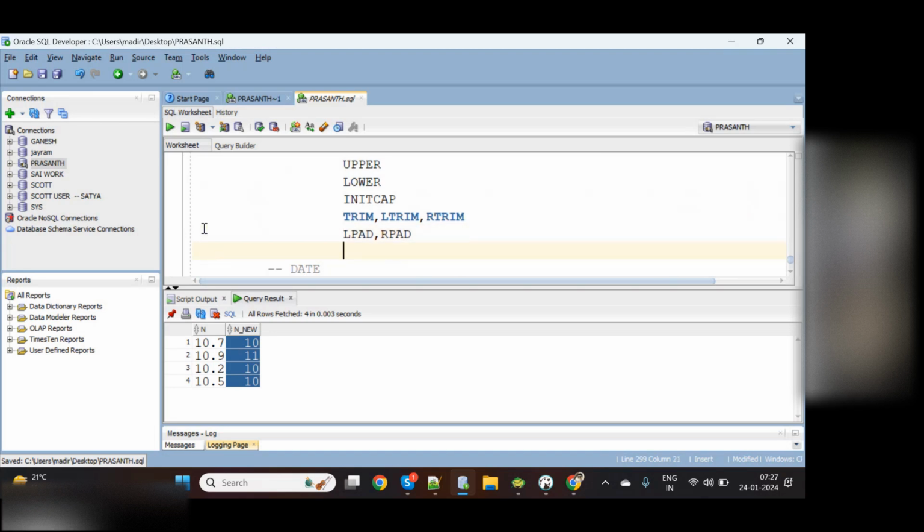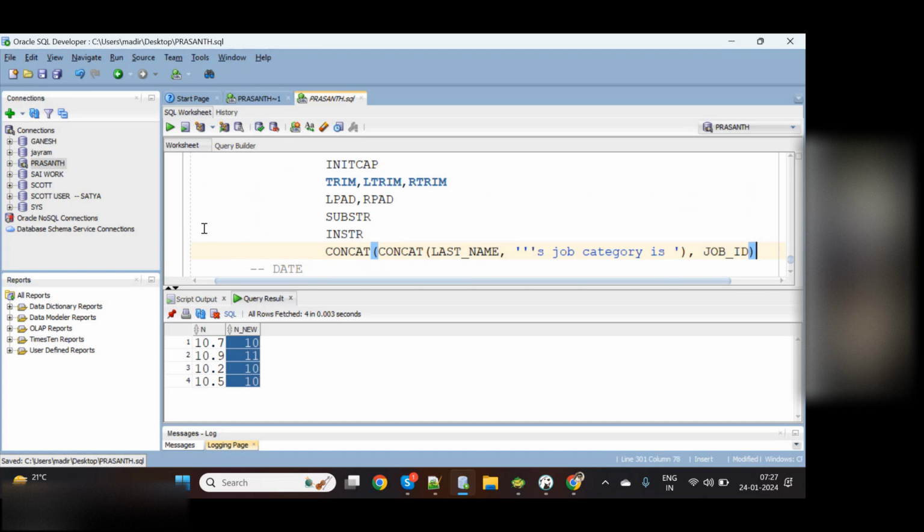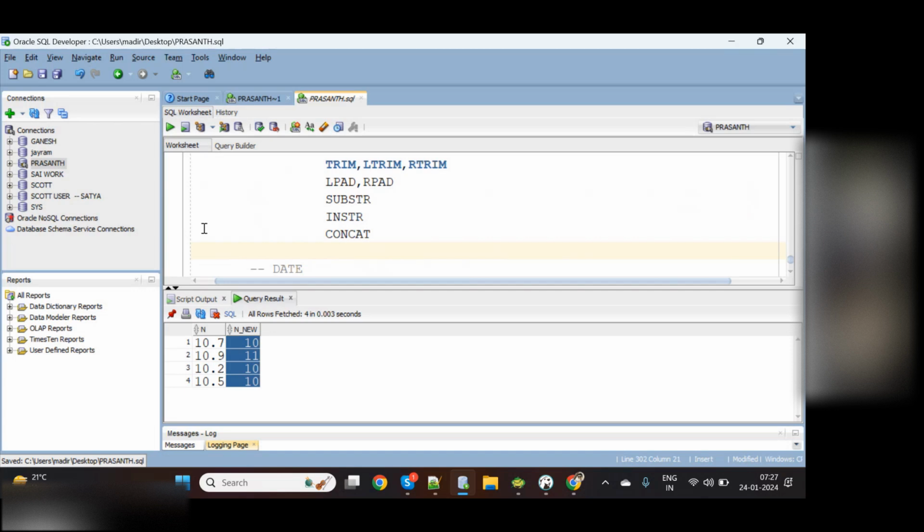Next, substring, instring. They are very important functions, substring and instring, but very easy if you understand. Concat function. And next, replace and translate. So these are the character functions which we see.